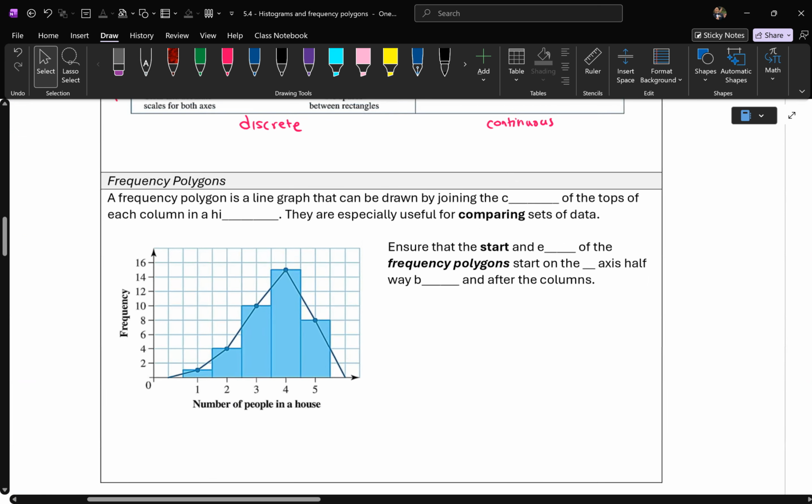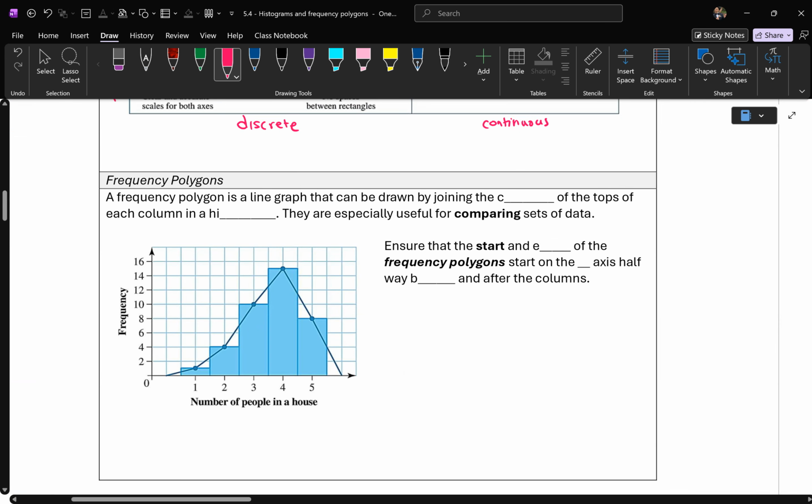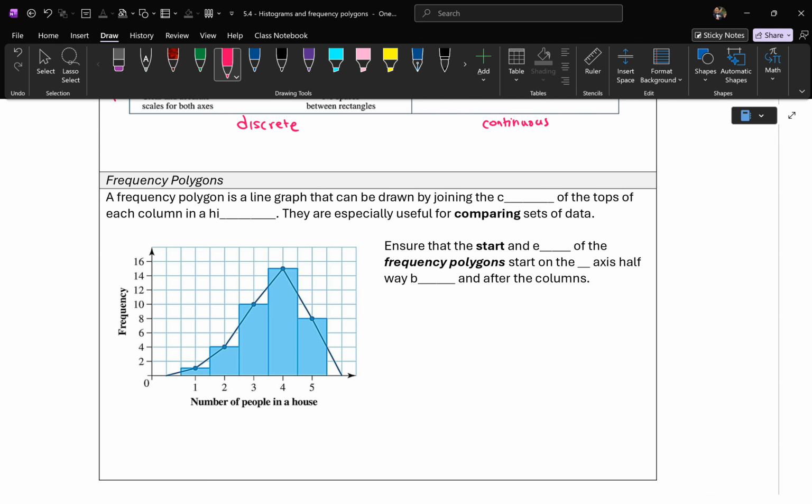All right, here we go. This is for the year 12 component. So if you're looking at the year 12 exercise and you're doing the 5.4 on my OneNote, then the frequency polygon adds on just another little bit of data. A frequency polygon is a line graph that can be drawn by joining the center of the tops of each column in a histogram. That's right. So notice these lines here. That's called a frequency polygon.